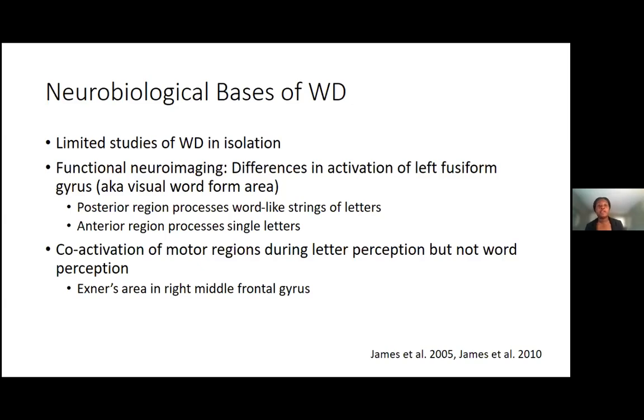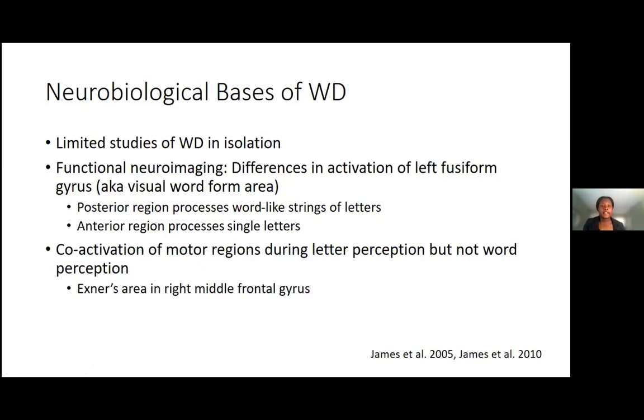But there have been some interesting neuroimaging studies that have been done with either pre-literate children, so very young children who, as part of the study, are instructed to copy written information, or with adults who do not have a learning disorder. And there's been differences observed in activation, again, of that visual word form area that I alluded to before, where we see that posterior region of the visual word form area sees greater activation with processing of words, in contrast with the anterior region of the visual word form area seeing greater activation when single letters are processed.